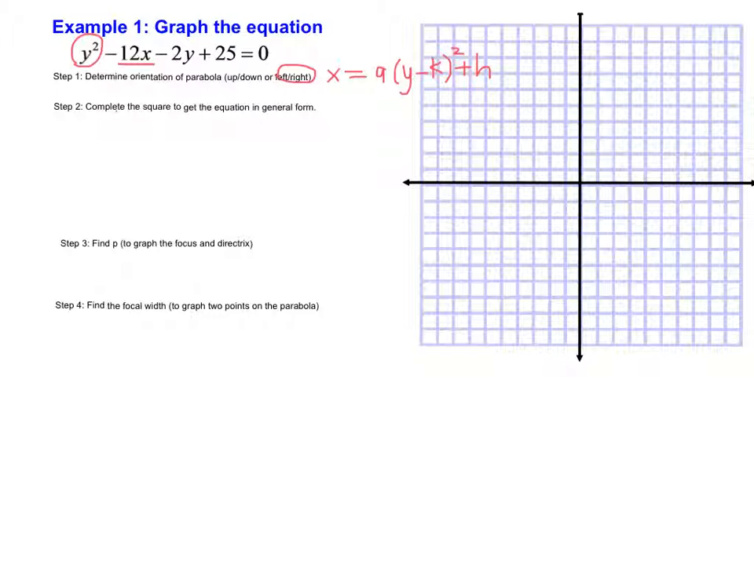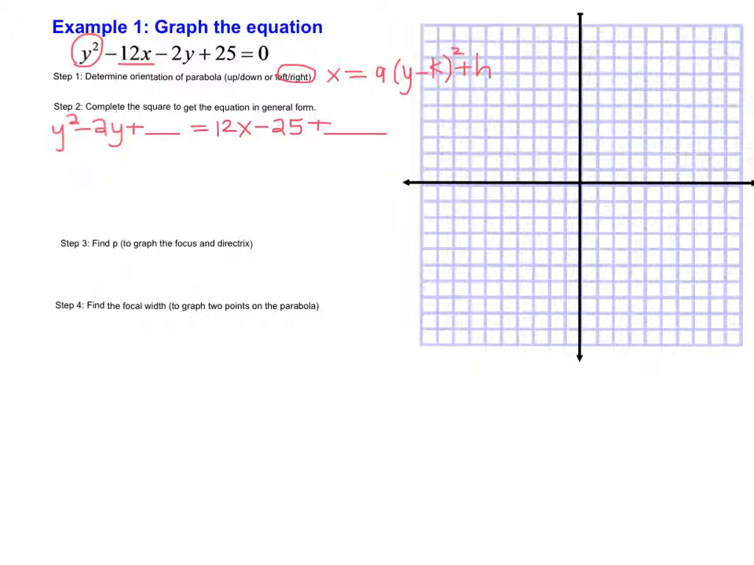So I am going to try to get all of the y's together and square those, and then all of the x's and the other number to the other side. Let me show you what I mean. So y squared, I'm going to write the minus 2y next, because I'm going to take the negative 12x and move it to the other side, and the 25 to the other side, leaving some space because I'm going to be completing the square. So I'll add 12x to both sides and subtract 25.